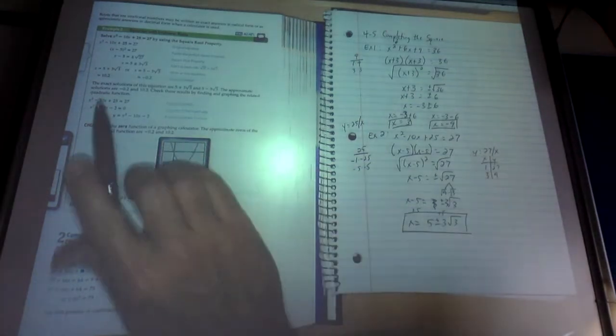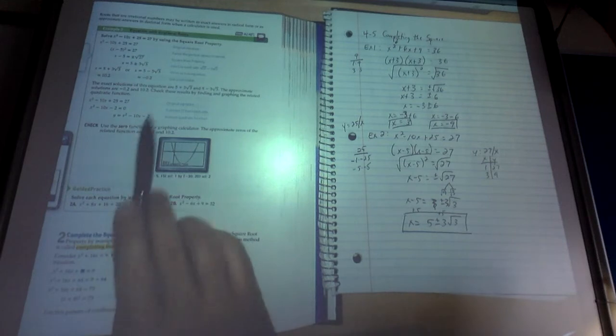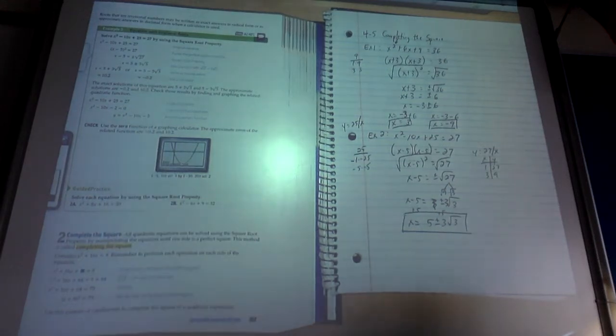Now, in ALEKS or on ConnectEd, it's very conceivable that they could ask you to find that number. Well, in your calculator, do 5 plus 3 radical 3. You can see in the book, it's about 10.2. You can do 5 minus 3 radical 3, and you get negative 0.2. So that's definitely some stuff that you can put in a calculator real quick and get a decimal value, if that's what they're asking for.